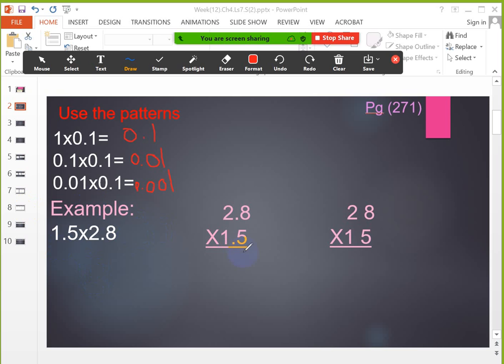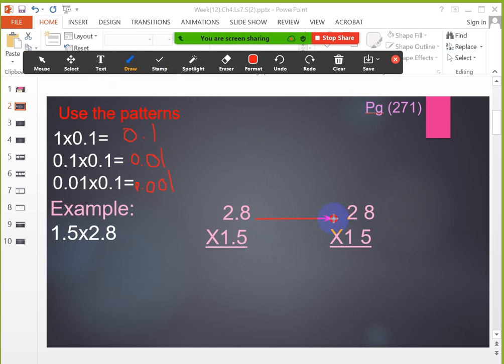Now let's find this example by using place value. You remember that we use those patterns to find the product. So I told you that you can use this strategy to multiply two decimal numbers. So I can use place value. Place value told me what? It told me that you can use the pattern to multiply the decimals.